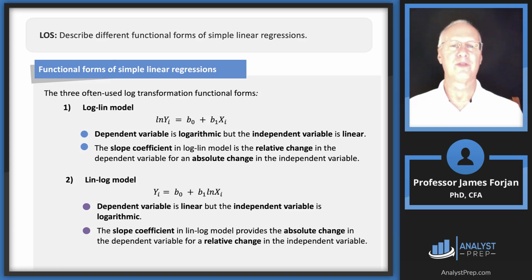Functional forms of simple linear regressions. What we can do is take the natural logarithm of one or both of the variables, which will transform the relationship into one of linearity. So you ready for this one? These are super simple now that I gave you that explanation. The first one, the log-linear model, is where you take the natural log of the dependent variable. So look at the model there, the natural log of y, and we still leave x in its original form.